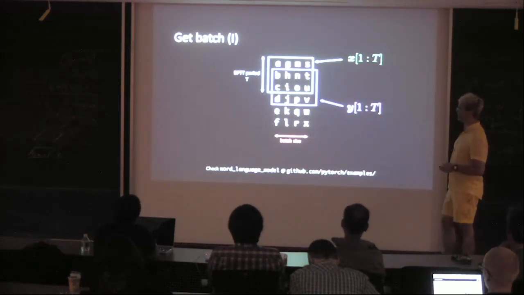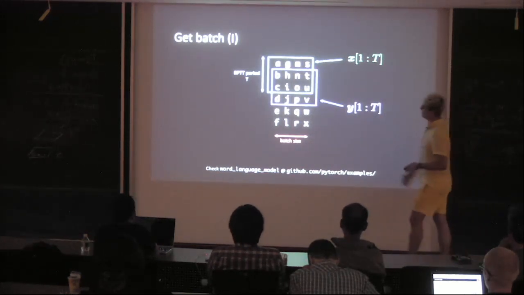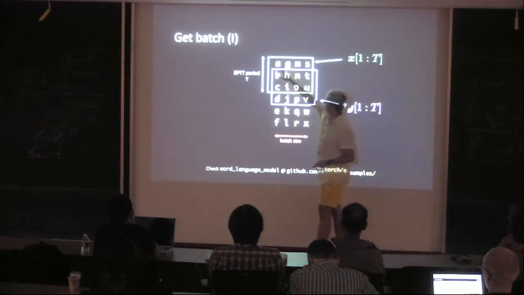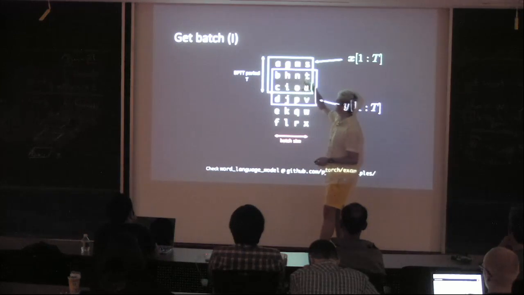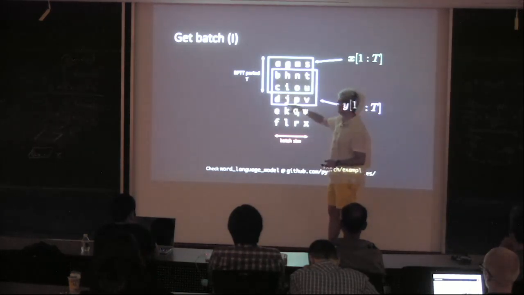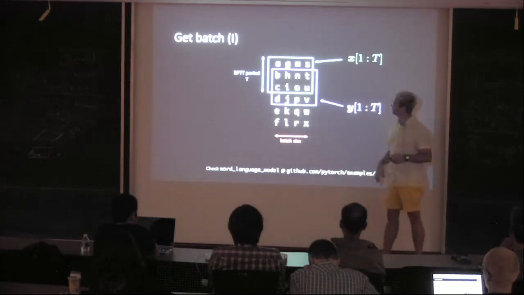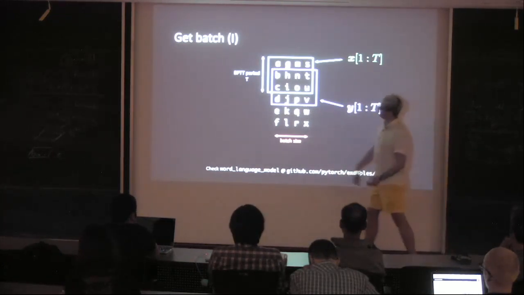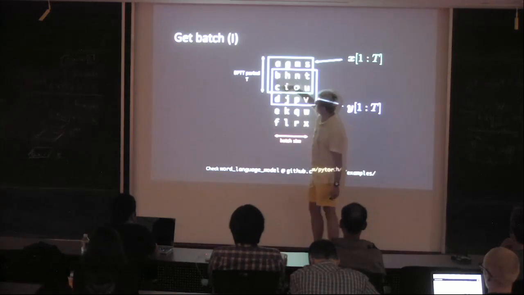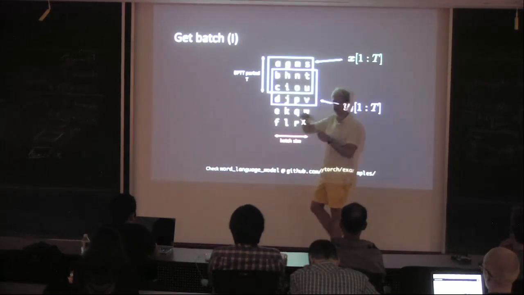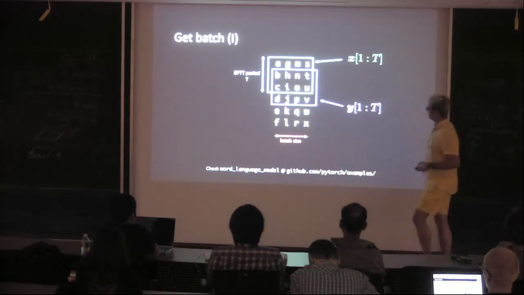Below, I have my output Y. So given that I provide A, G, M, and S, I will try to predict B, H, N, and T. Given that I provide B, H, N, and T, I will try to predict C, I, O, U. And then the last one, I provide C, I, O, U, and then I try to predict D, J, P, V, all together. So here I can capture relationships that are three steps apart.